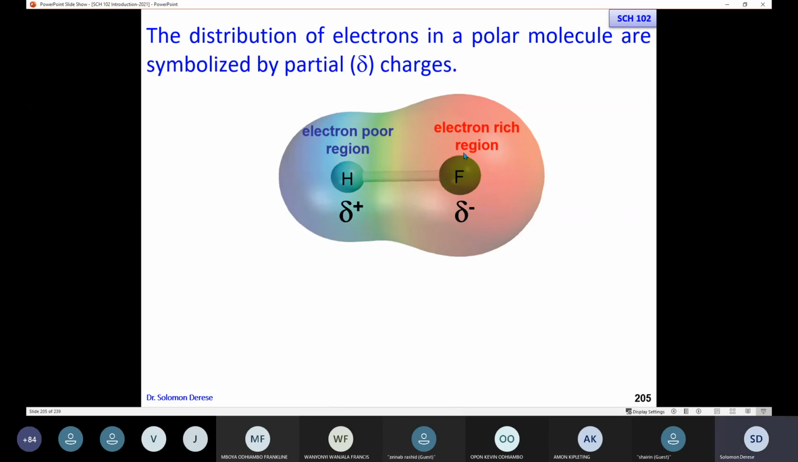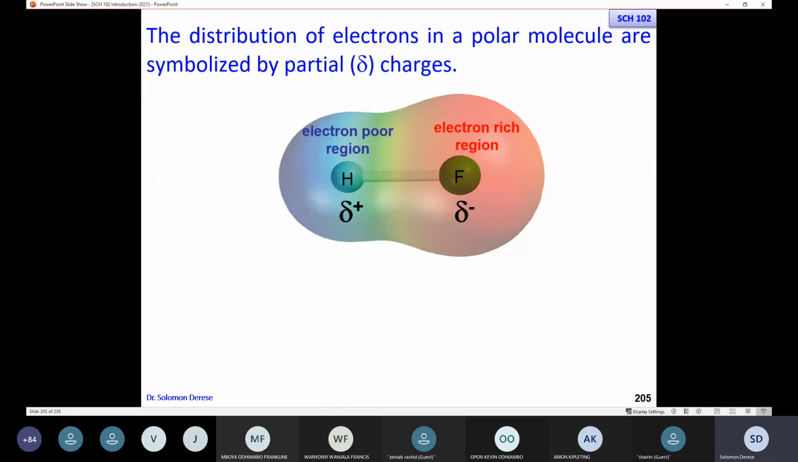On the fluorine, we'll have excess of electrons. On the hydrogen, we'll have deficiency of electrons. To show how a bond is polarized, we put partial charges, partial positive and partial negative. Polarization of a bond is a big deal. It's very, very important.